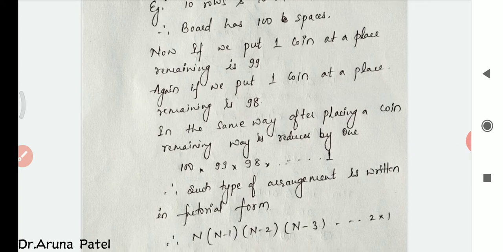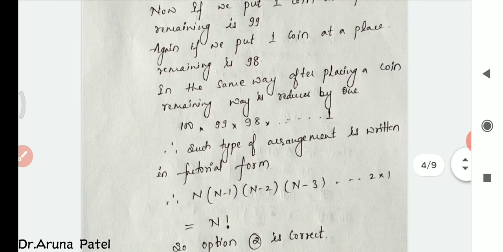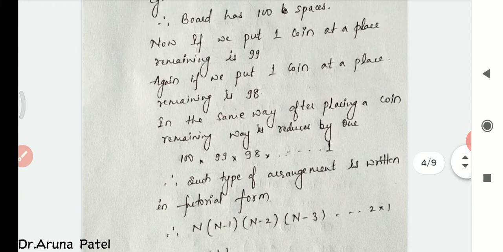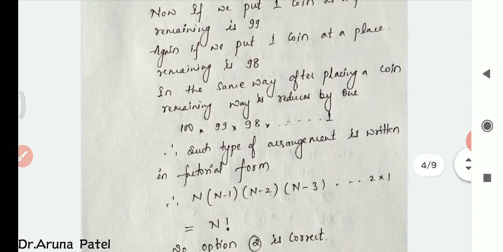So in such a type of arrangement, it is written in factorial form. Now placing the value, you have to consider n equal to 100. Now you have to put n minus 1, n minus 2, up to 1. In this way, this is equal to n factorial. So option 2 is the correct answer for this question.